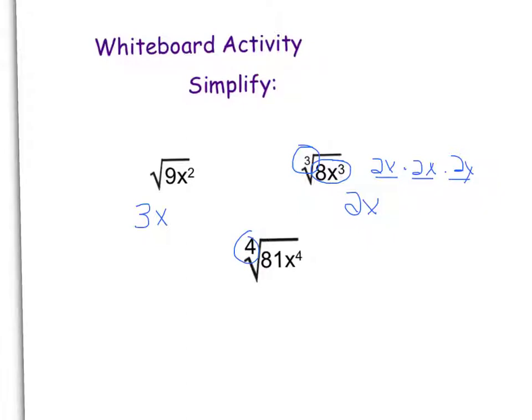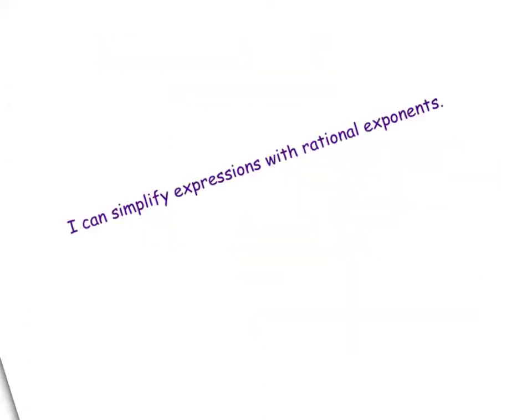This means what times what times what times what gives you 81x to the fourth. Well, the x part is easy. And you might have to do a little bit of work to get that 81, but hopefully you can see that 3 times 3 is 9, times 3 is 27, times 3 is 81. So this simplified is 3x.